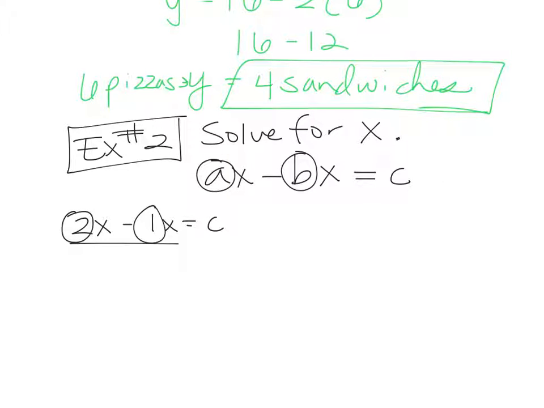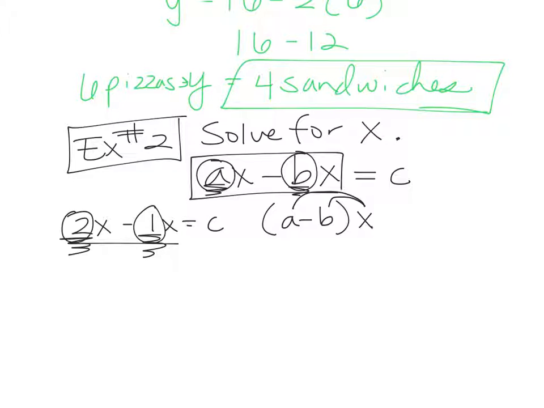The way we simplify it is we say a minus b, right? 2 minus 1, a minus b. So you're going to take this and you're going to do a minus b, but we still multiply it by x. Do you see how that's the reverse of the distributive property? If I were to distribute this right now, I'd get ax minus bx, which is what we started with, okay? So I get a minus b times x equals c.